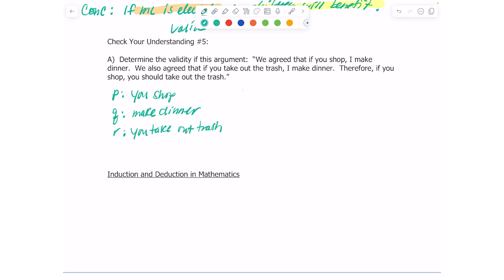Okay, so recall that it should go something like, if P, then Q, if Q, then R, therefore, if P, then R, if that's a valid logical argument. Okay, so here, P is you shop, right? So everywhere it says you shop, I'm going to highlight it orange. And then you've got Q, which is you make dinner. So everywhere it says something about making dinner, I'm going to highlight that.